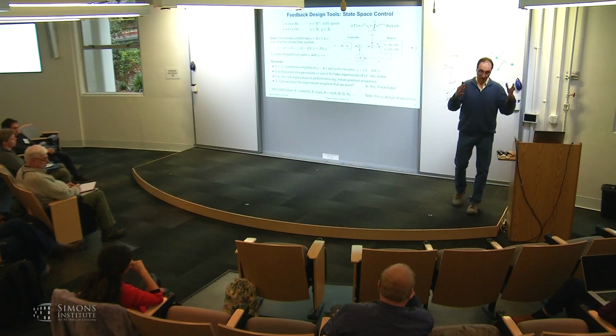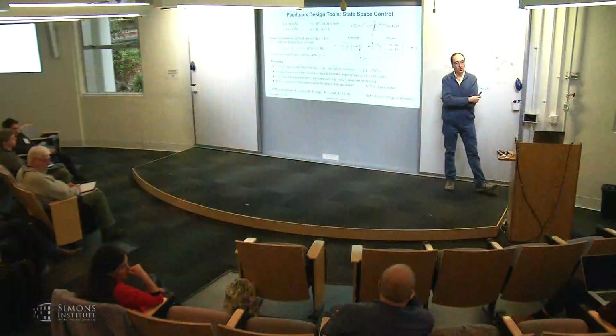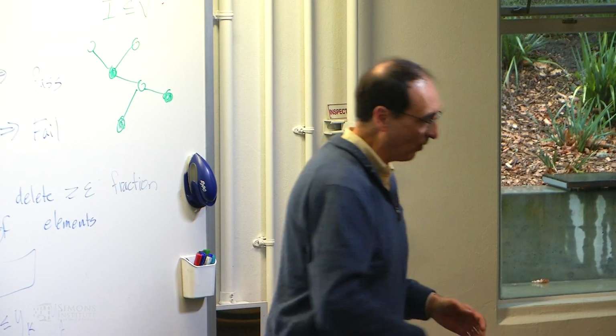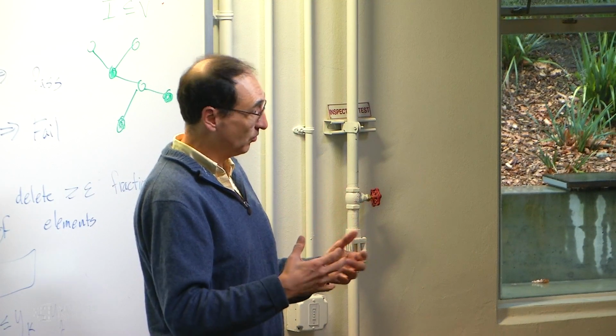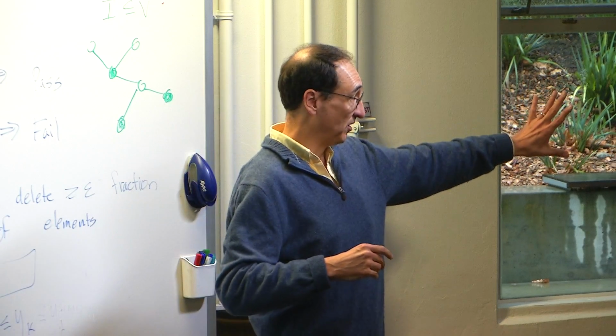Left half plane, right, or if it's discrete time inside the unit circle, right? Right. But is there anything more? Yeah, so typically what'll happen is that you would say, well, I want my system to respond fast. So the speed of response is determined by the eigenvalues. So you might want to put your eigenvalues out pretty far to the left, right?